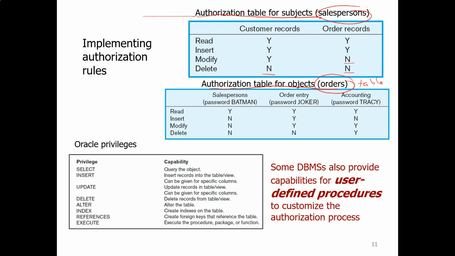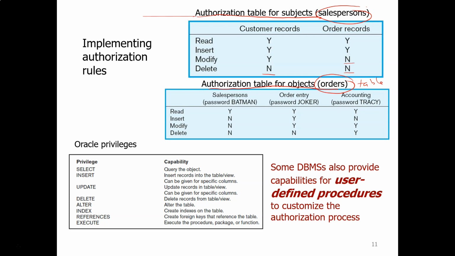So usually in a DBMS, we will use these authorization tables for subjects or objects to define the privileges of different users on different data elements. This picture here shows you some of the privileges you can assign to different users. And this uses the Oracle database as the example, but in SQL Server, these privileges are pretty much the same. You can assign select, insert, update, delete, alter, index, reference, and execute to different users.